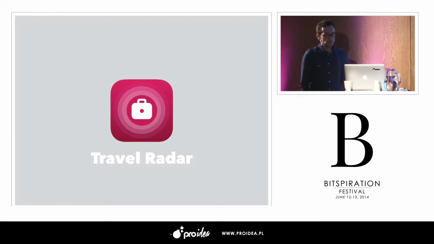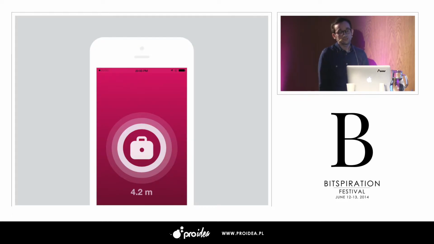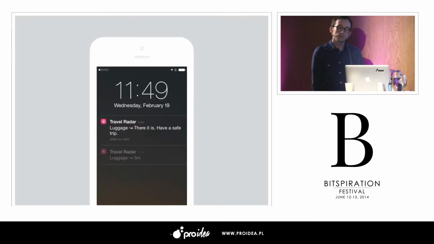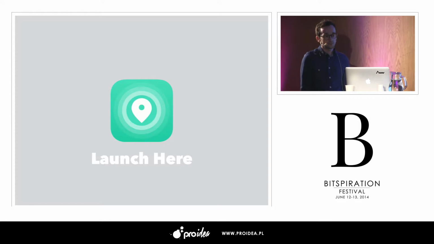Trying to solve some really simple problems in a very focused way. The first approach was a travel radar. The basic idea is that you put an iBeacon on your luggage, and then you can see the distance to your luggage, and you will also get notified if it moves or if it gets in range or out of range. So, straightforward. And the second app we developed is Launch Here.